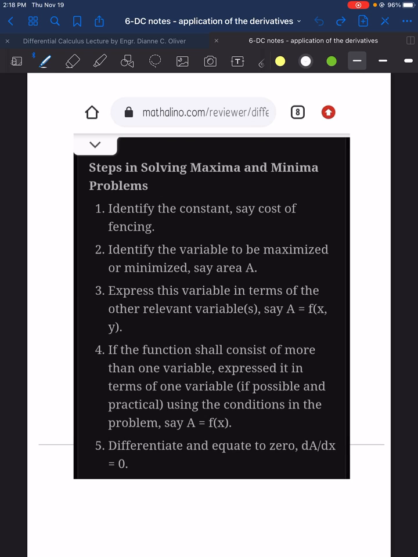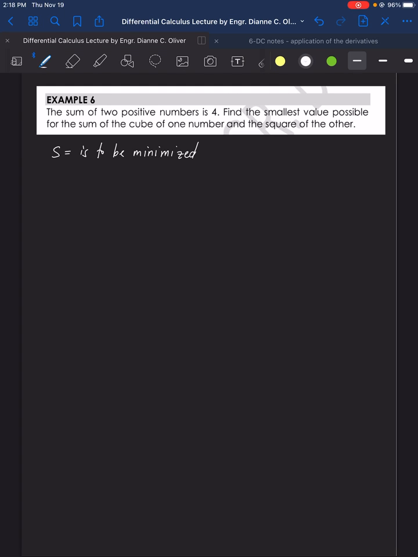Next, step number 3, express this variable in terms of the other relevant variables. So the sum S that we need to be minimized is the sum of the cube of one number, say x. So let x be the one number and y the other. So the y here is squared. So this is now our equation number 1.